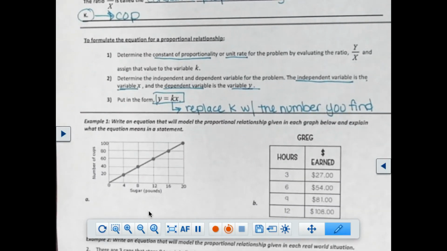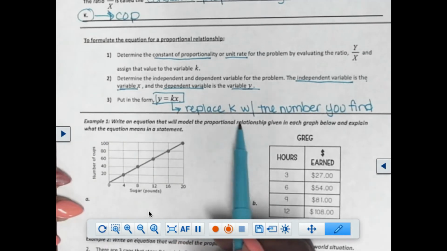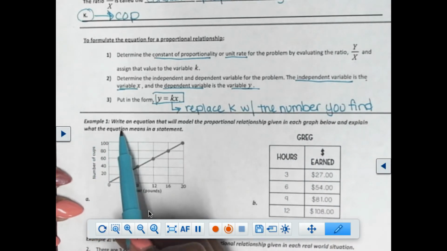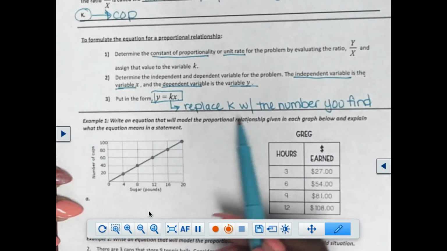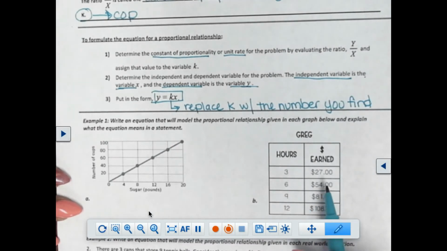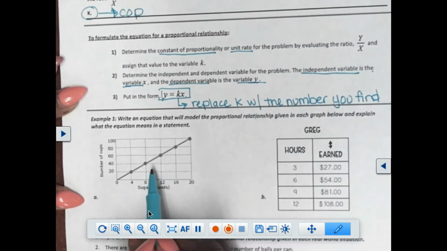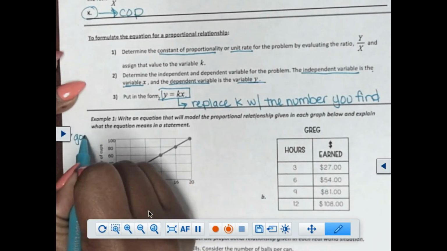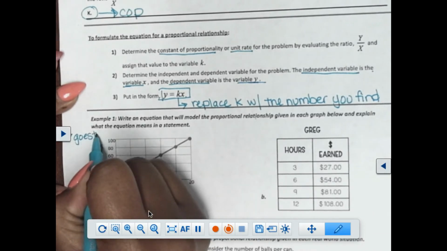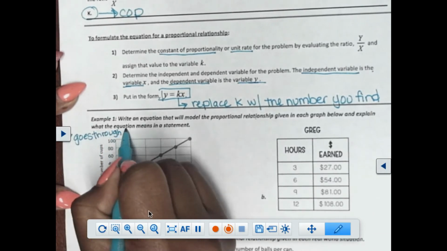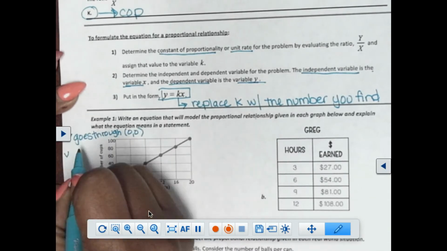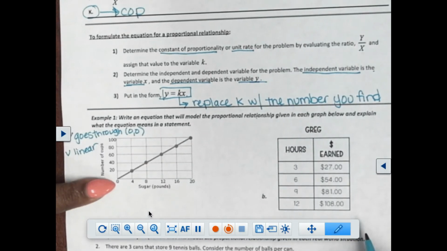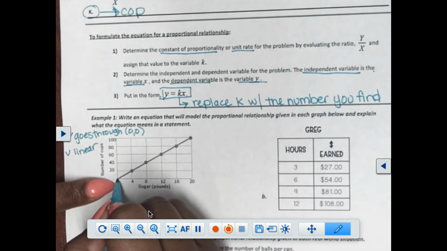Okay, it says write an equation that will model the proportional relationship given each graph below and explain what the equation means in the statement. Okay, so graph or table. So here, remember, in order for a graph to be proportional, there are two things that we have to check. First, it goes through the origin. And then second is linear. So remember, it has to be a straight line. So we already know by looking at this that this graph is proportional. It goes through the origin and it's a straight line.